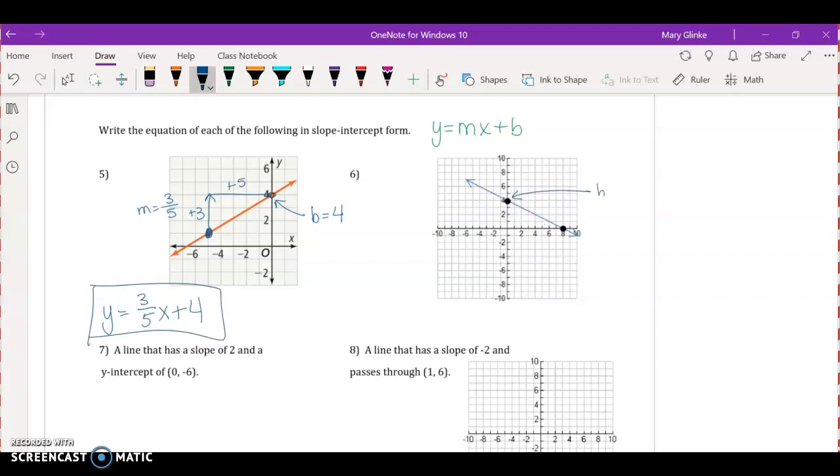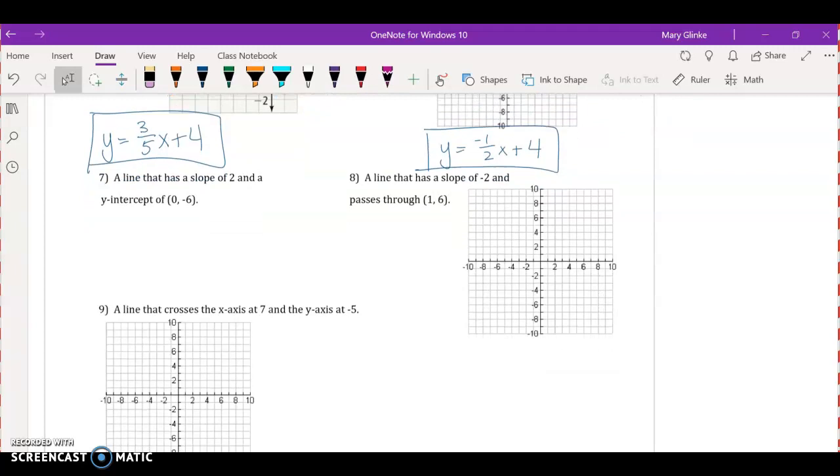My b value has to once again be 4 because I'm crossing at 4 on my y-axis. To count this, I'm going down 4 to get from one point to the next, and then I'm going right 8. So down is negative, right is positive. So my slope here is negative 4 over positive 8, which would reduce to negative 1/2. And my slope visually looks like a negative slope, so that works out. So y equals negative 1/2 x plus 4 would be the equation of that line.